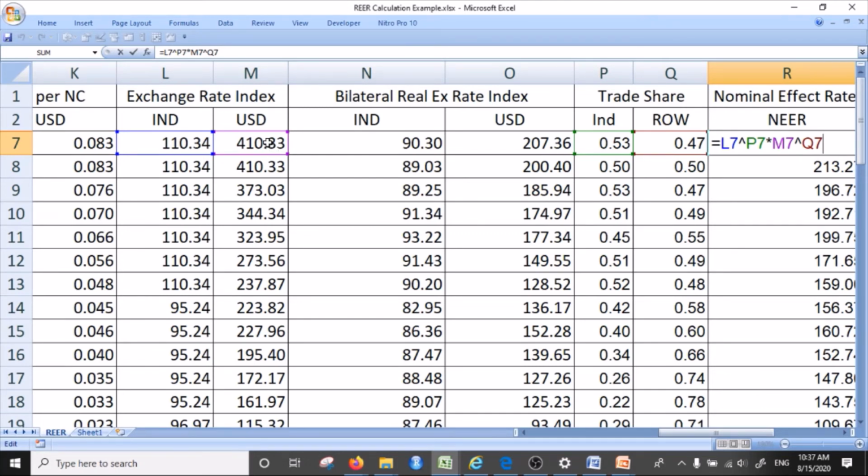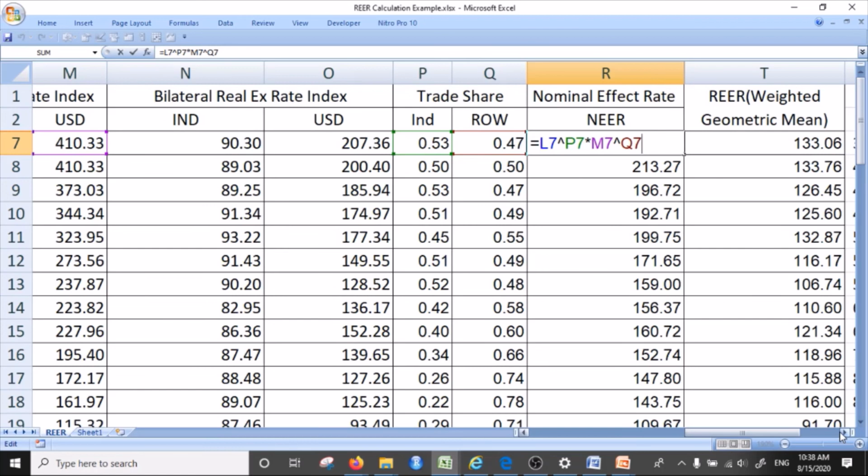Since this is a geometric weighted average, we have calculated this as the exchange rate index of India raised to the power of the trade share with India, times the exchange rate index with US dollar raised to the power of the trade share with the rest of the world. So this is simply the geometric weighted average without adjusting for inflation. So this is the nominal effective exchange rate.